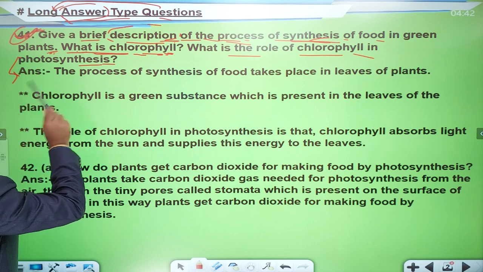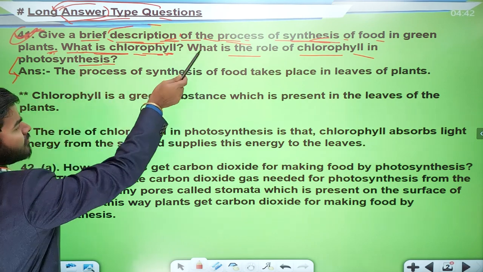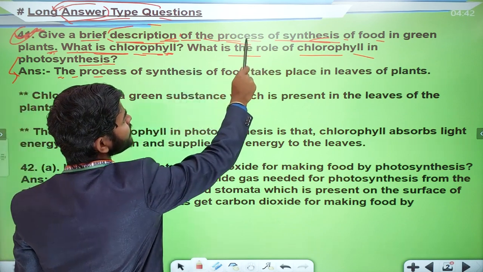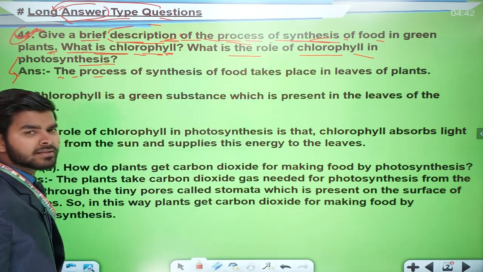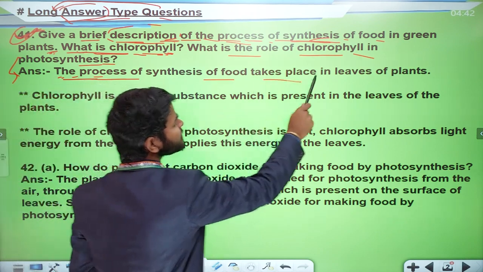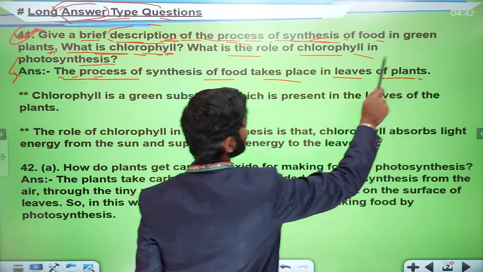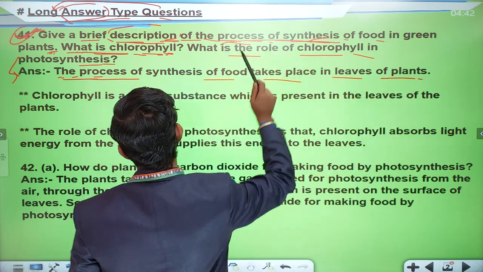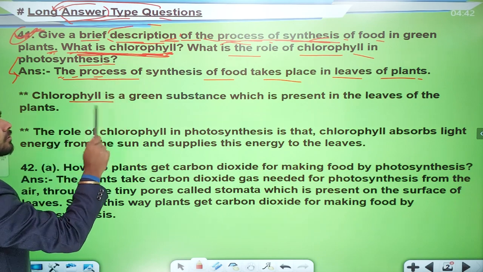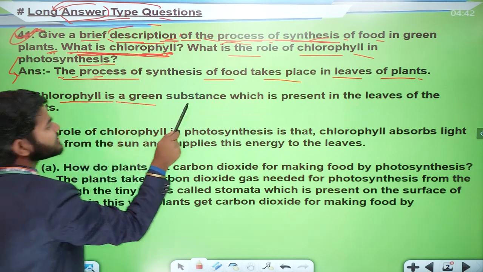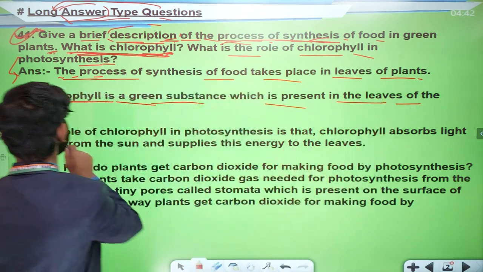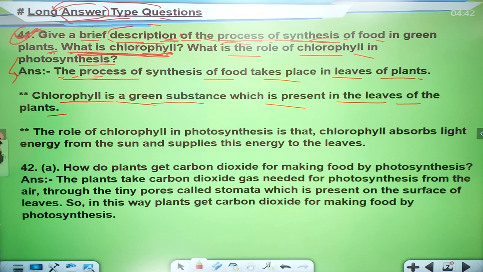Here is the answer. The first part of this answer is the description of the process of synthesis of food in the leaves of the plants. I am writing: the process of synthesis of food takes place in the leaves of the plants. This is the description for this question. Next, this part of the question: what is chlorophyll? So I am writing, chlorophyll is nothing but a green substance which is present in the leaves of the plants.